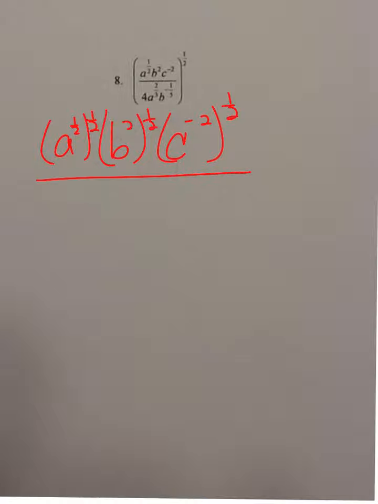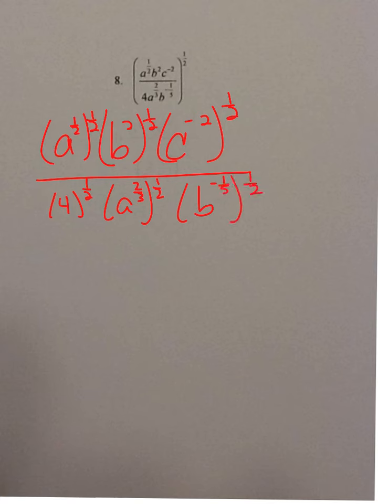All right, so remember when we multiply fractions, you can use your calculator to multiply, but when you multiply fractions, you multiply the numerators, you multiply the denominators. All right, so let's start off with, I have a to the 1/2 raised to the 1/2. B to the second raised to the half. C to the negative 2 raised to the half. Over 4 to the half. A to the 2/3 raised to the half. And B to the negative 1/5 raised to the half.